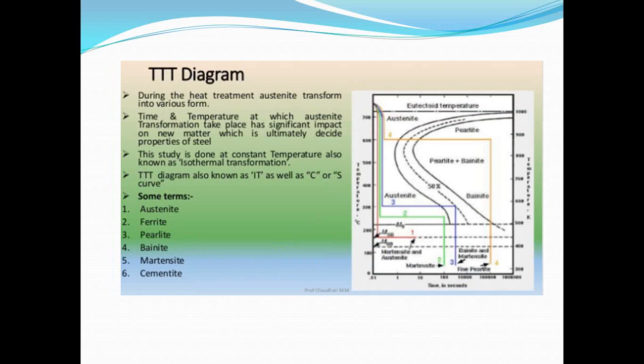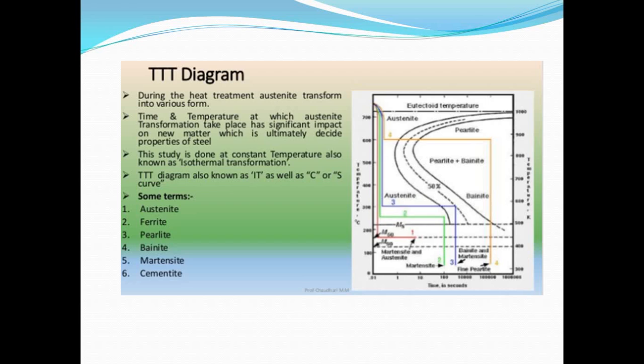So this is the TTT diagram. Normally we can call it the C curve or the S curve. The time temperature transformation curve, we can call it. During the heat treatment, how the austenite transforms to various forms, we can observe very clearly in this diagram. The time and temperature at which the austenite transformation takes place has a significant impact on the microstructure, which ultimately decides the properties of the steel.